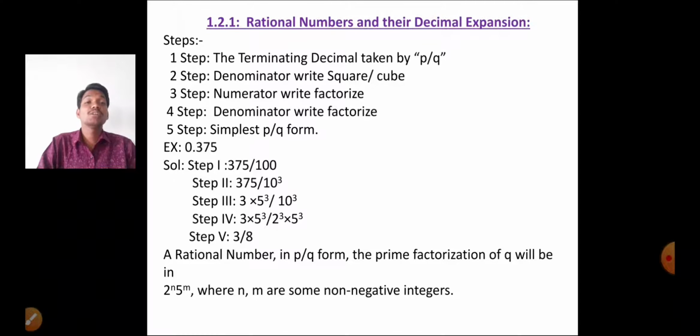For a rational number in P by Q form, the prime factorization of Q will be in the form 2 to the power of n, 5 to the power of m, where n, m are some non-negative integers.